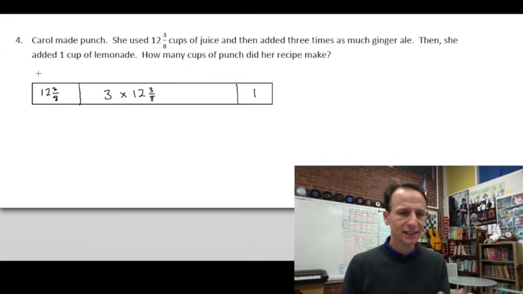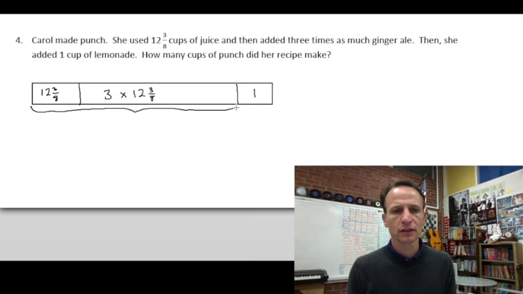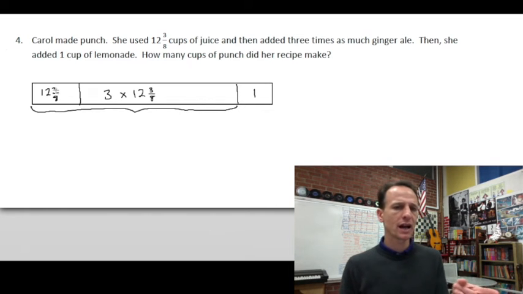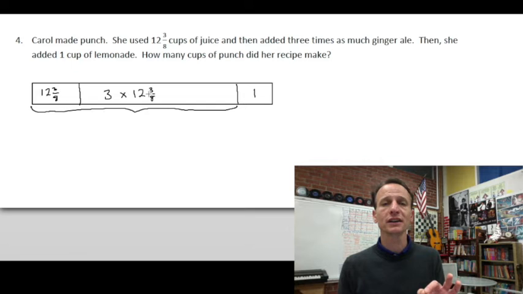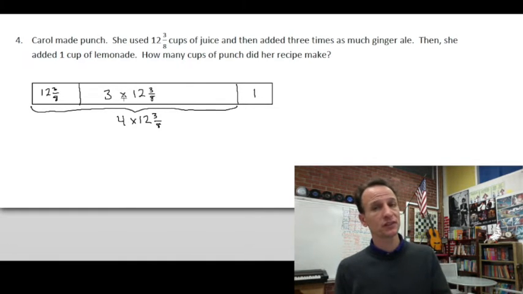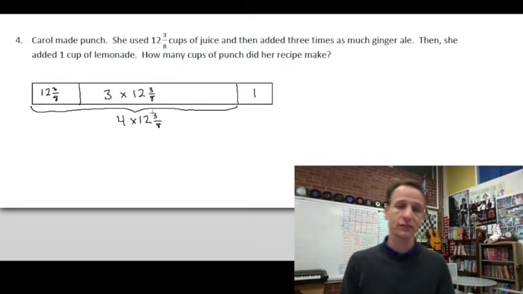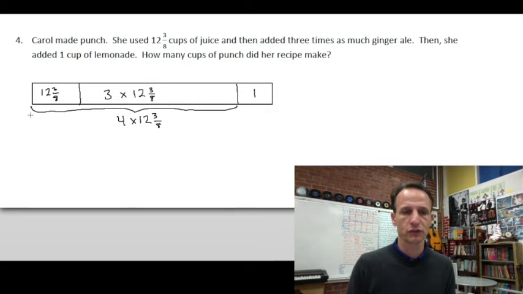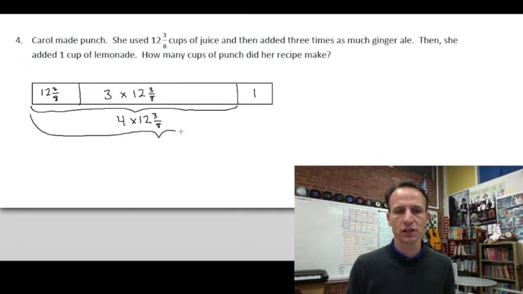When I look at these parts, how many 12 3/8 do I have here? Oh, there are 4 of them, are there not? Yes. So 4 times 12 3/8. So instead of doing 3 times 12 3/8 and adding another 12 3/8, I can do it in one fell swoop. And then I just need to add in the 1, and that will give me P for punch.